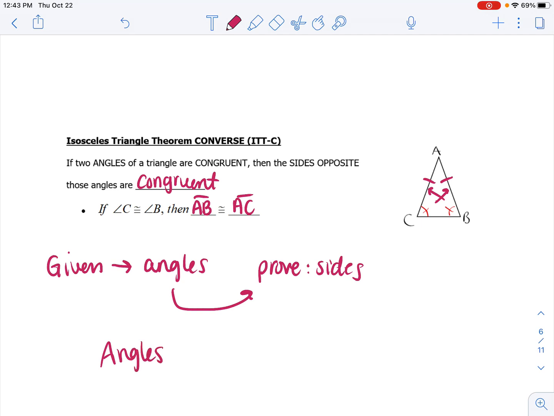So if you know stuff about the angles, we can prove stuff about the sides, and this is the ITT converse theorem, ITTC. ITT converse, isosceles triangle theorem converse.